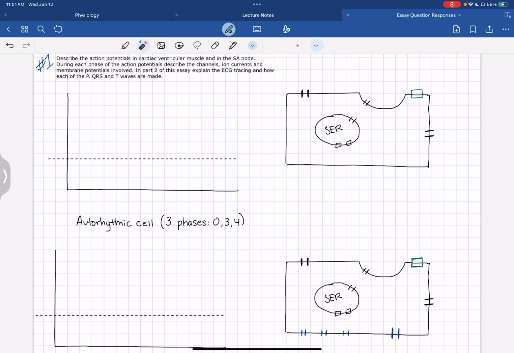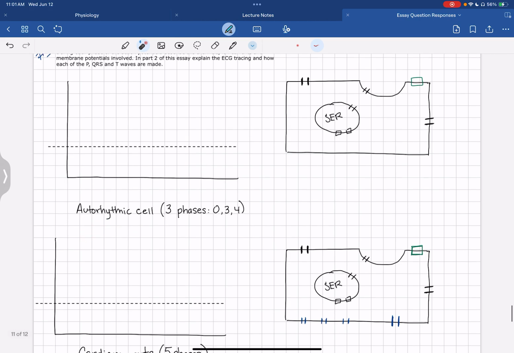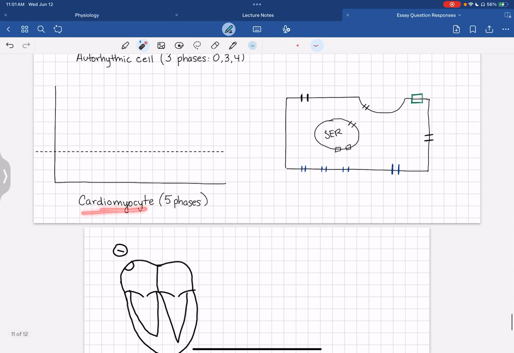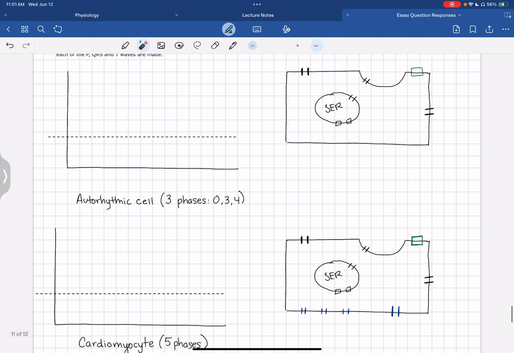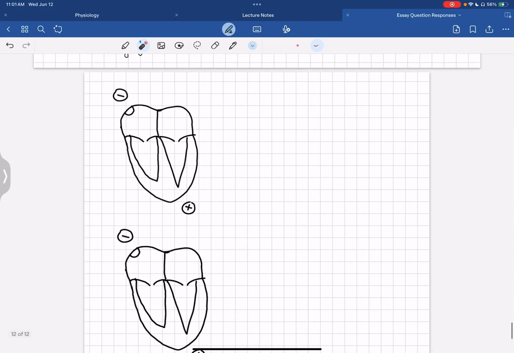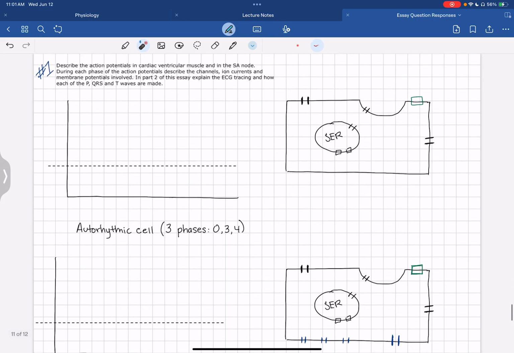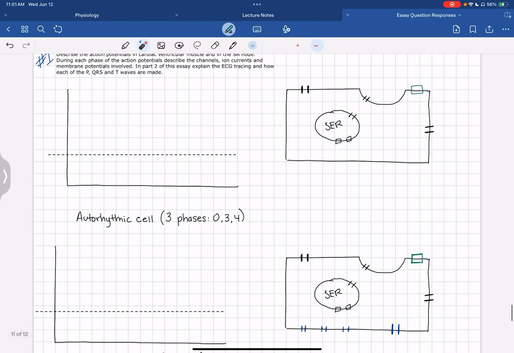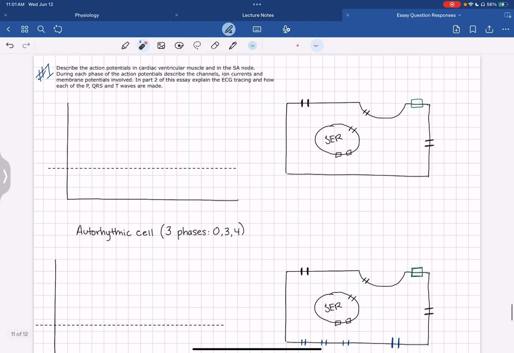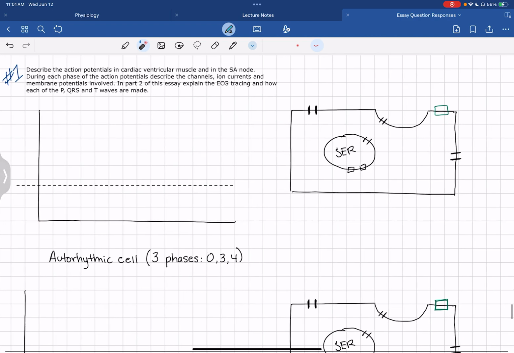So right now we're going to talk about the autorhythmic cells here, and then we're going to talk about cardiomyocyte cells. These are action potentials and ion flow, and then we're going to talk a little bit about EKGs, which is going to be sweet. So for starters here, we're going to talk about the autorhythmic cells.